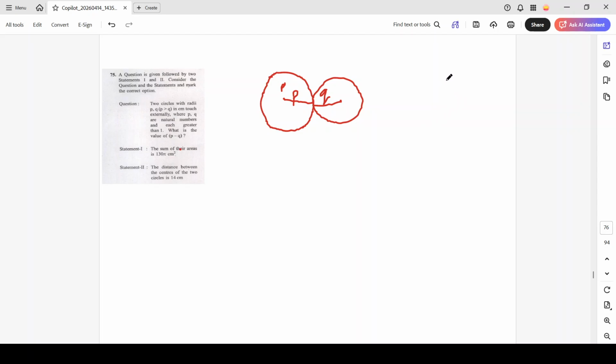So to find out P minus Q, we need to find out the values of P and Q. But in this case, we have not been given the value of either P or Q. So without the statement, we cannot find the answer. Now moving on to the statement: the sum of their areas is 135 pi. So what is the sum of their areas? Pi r1 square, suppose this is P, pi P square plus pi Q square. Okay, what we have been given? This is 135 pi.